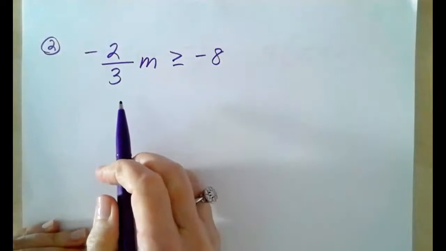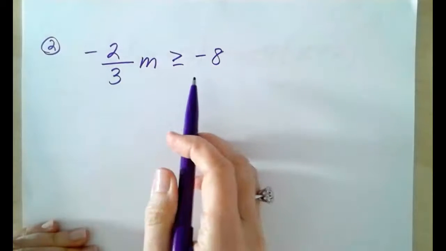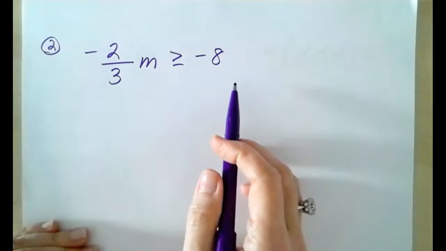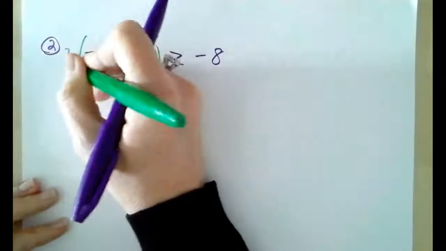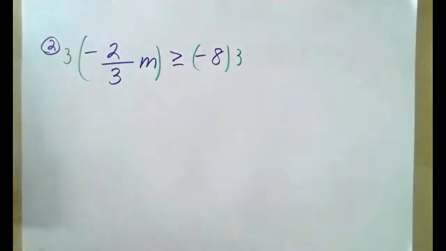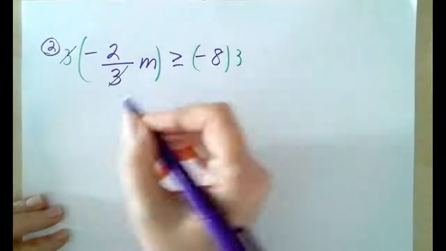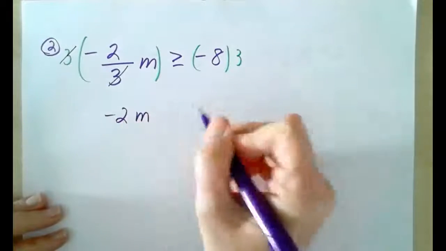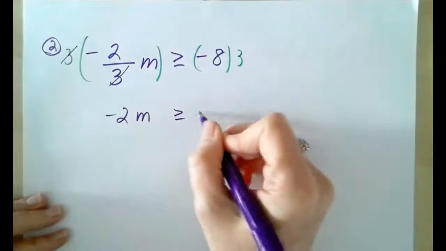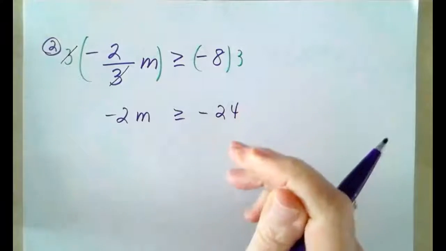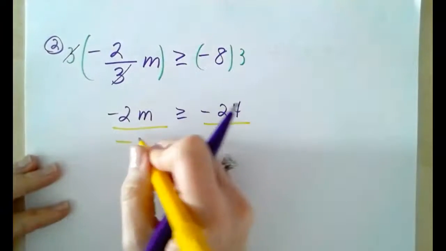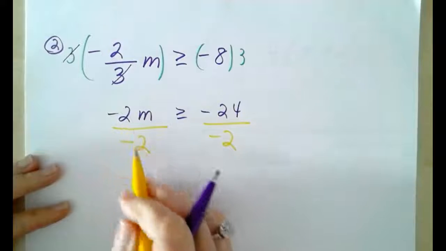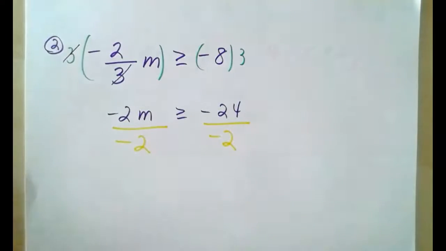Next, negative 2/3 times m is greater than or equal to negative 8. Let's do it again. Let's get rid of the fraction by multiplying both sides by 3. The 3's cancel. Now we have negative 2m is greater than or equal to negative 24. Next, let's divide by negative 2 because that is going to get the m by itself.